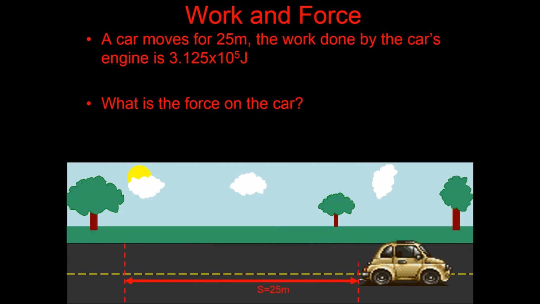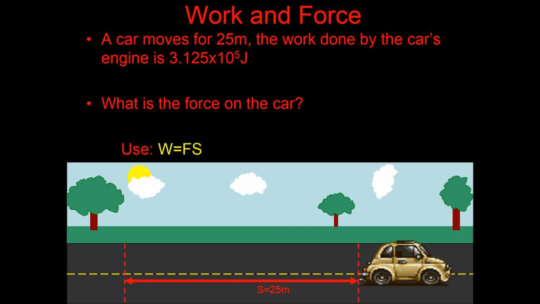So, a typical question might be worded like this. A car moves for 25 meters. The work done now by the car's engine is 3.125 times 10 to the 5 joules. So what is the force on the car? And this often causes people confusion, and they tend to not want to convert between, say, discussing energy and discussing force, even though work is delta E, but it's also delta S times F.